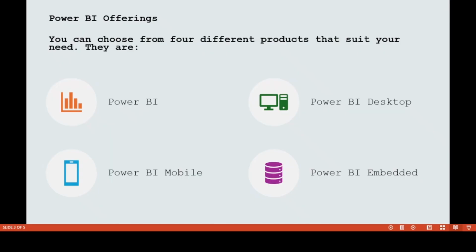What does Power BI offer? You can choose from 4 different products that suit your need. They are: first, Power BI; second, Power BI Desktop; third, Power BI Mobile; fourth, Power BI Embedded.